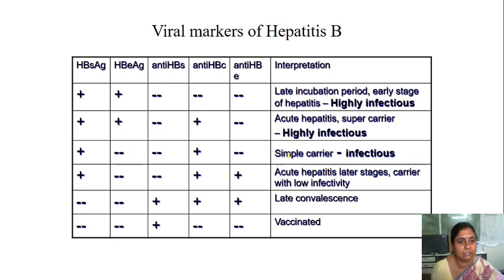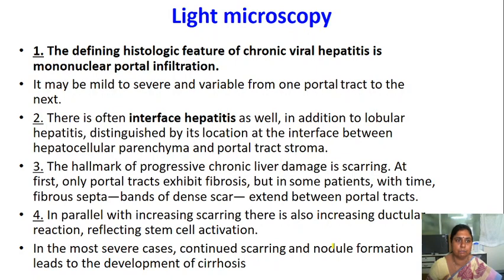Okay, they are carriers, right? HBsAg and both the anti-HBc and anti-HBe antibodies are positive. It is an acute hepatitis with low infectivity. When both the antigens are absent and all the three antibodies are present, it is late convalescence. And only anti-HBs is positive, it is a vaccinated individual. This is how you will decide about the viral hepatitis B.